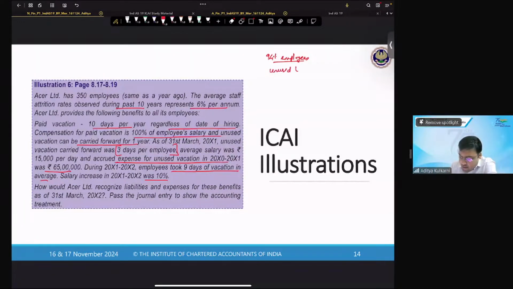Unused leave brought forward, 3. Okay. Next. What is the entitlement? 10 days. Okay. And used leave is 9. So that comes to 4 days per employee. Are we able to understand? Yes?